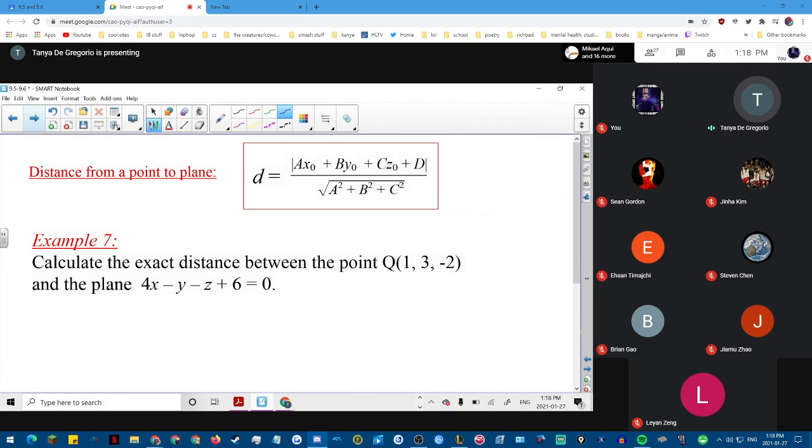So calculate the exact distance between the point 1, 3, -2, and the plane 4x minus y minus z plus 6. Nice and easy. You're just subbing in A, B, C. You're subbing in your point and your D. We have our D there at 6. So sub it all in. 4 times my x value minus 1 times my y value minus 1 times z value.